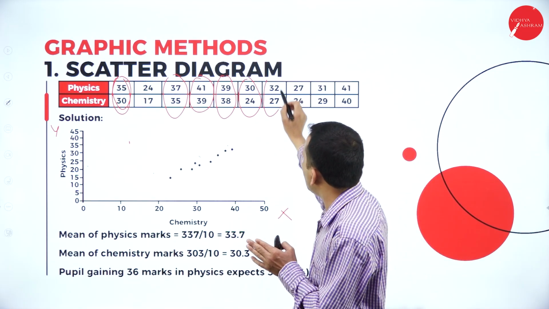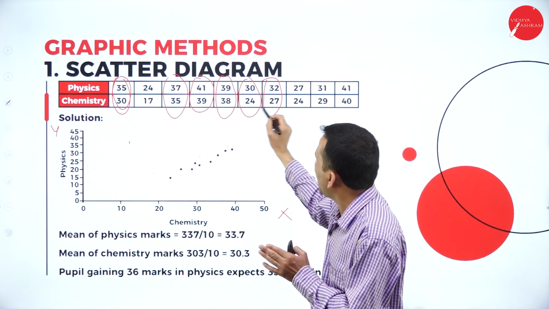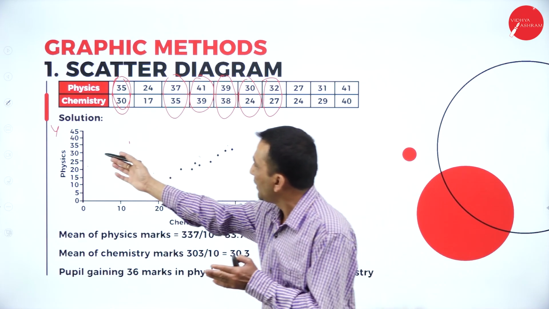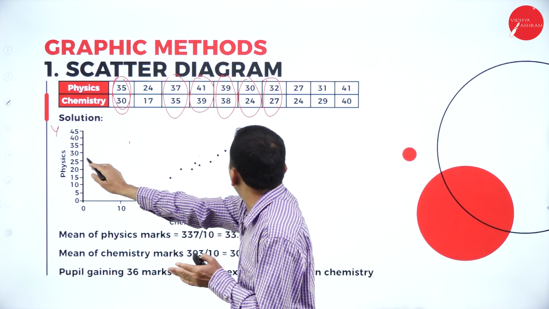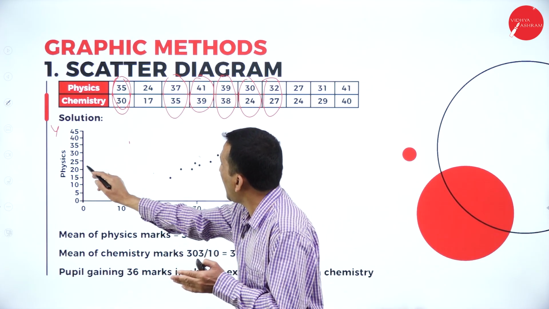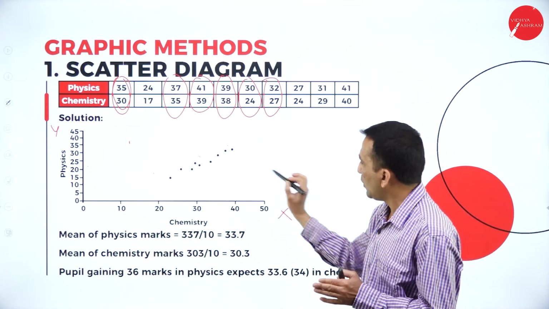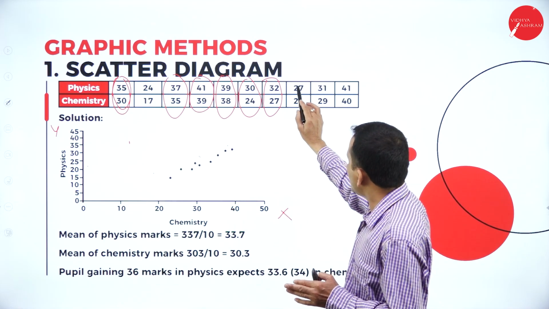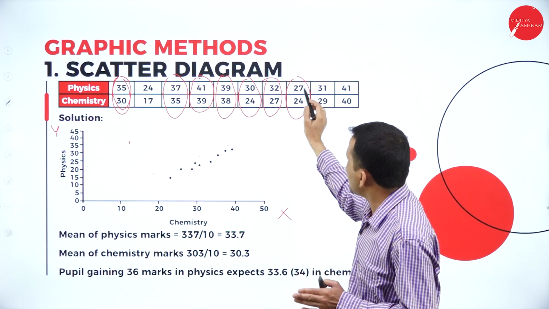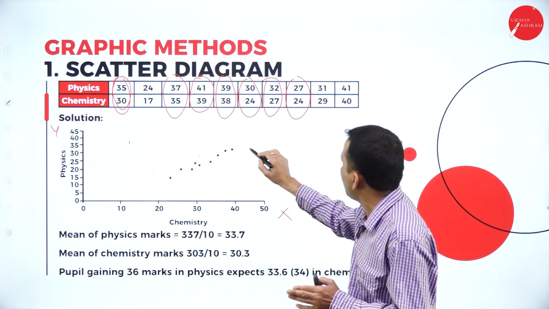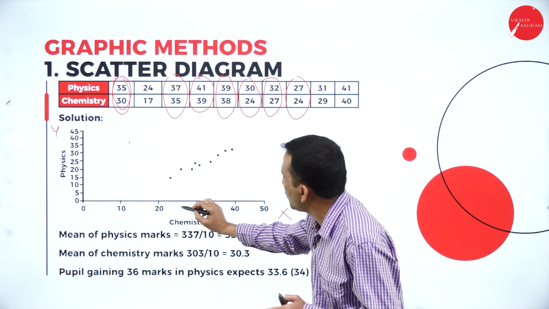Next pair: physics is 32 and chemistry is 27. Again the same thing: in front of physics value 32, and chemistry value 27, just one dot. Okay, only one dot. Next pair, physics is 27 and chemistry is 24, so here somewhere is one dot.